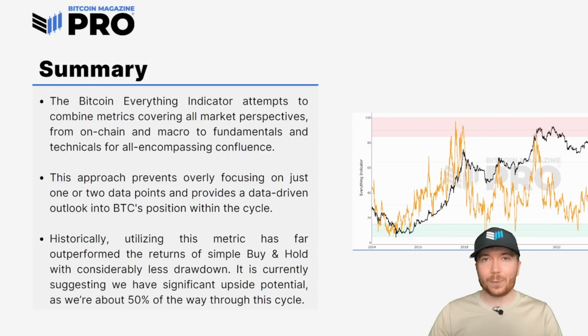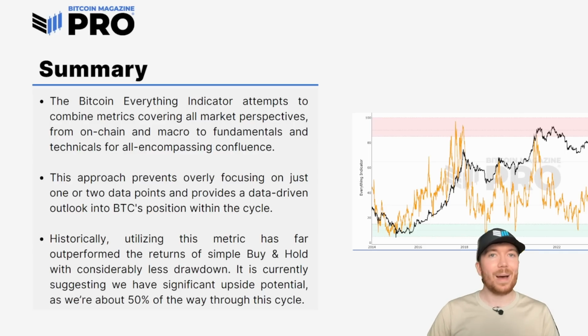And these are all equally weighted. I didn't put the MVRV Z-score at 80% of the influence on the everything indicator. Every single component is equally weighted to make sure there wasn't any overfitting or bias and to try and make it as robust and accurate going forward. And this approach, what we can see, is preventing focusing on just one or two data points that a lot of people maybe get crowded up on.